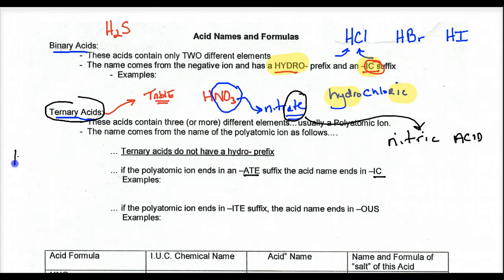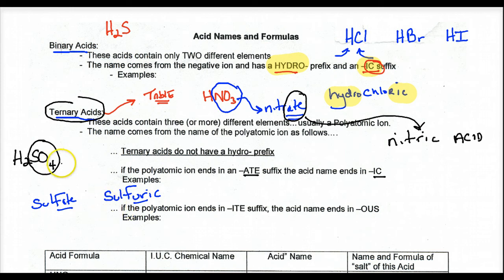If I have H2SO4, also ternary, there's more than two here. So this has the what? This has the sulfate ion in it. If you need to, go to Table E to see that, sulfate. So this becomes sulfuric. Sulfic. You may say, well, what about sulfic? Well, the furic is just to make it sound nice, I guess, phonetically. Sulfic, I get it, but sulfuric is what we use for that, and that's a strong acid.